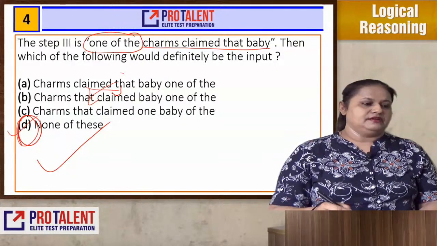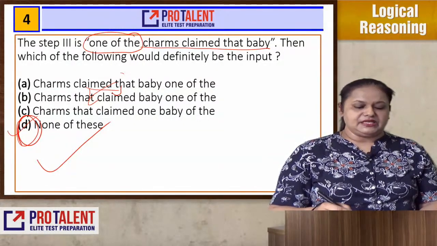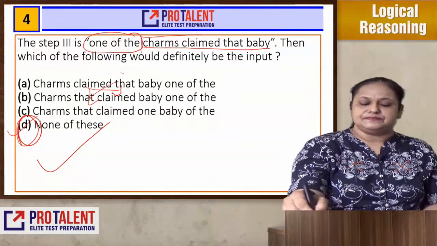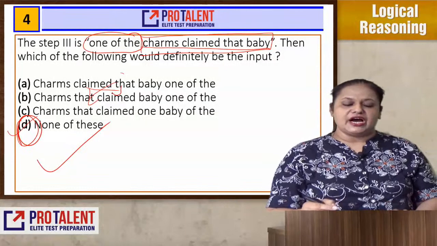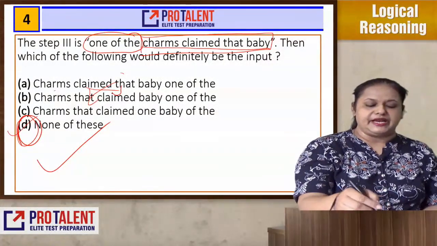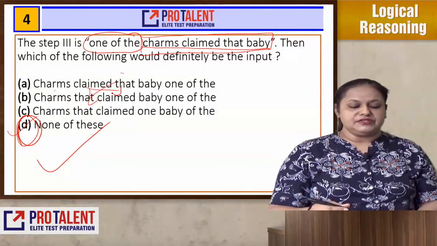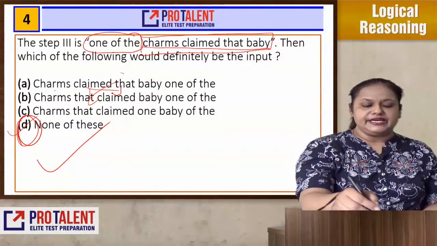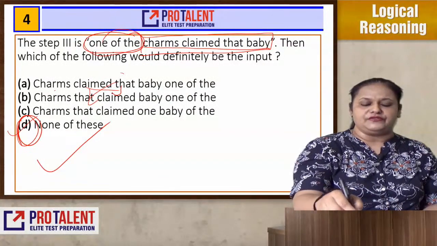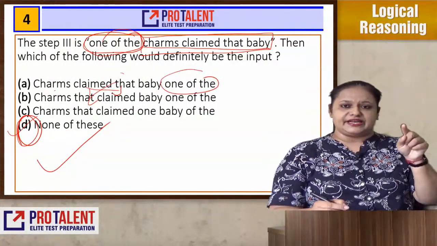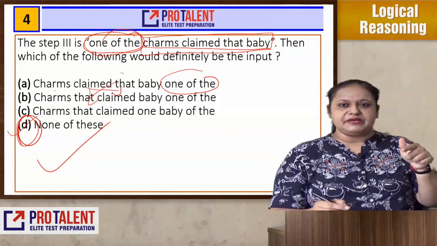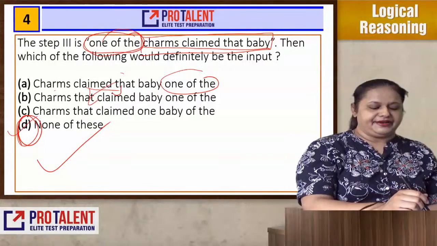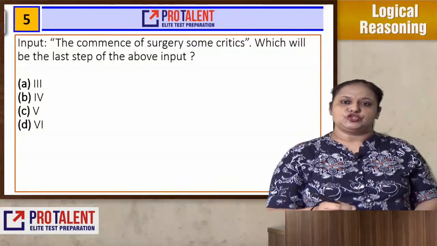Okay, fine. Arhant, A cannot be the answer because here if you see the first set, Charms claimed that baby, one of the. So here it is one of the, here it is as it is, one of the. But we are reversing, right, the of one, so the whole thing goes in reverse. So this cannot be the answer. Option D is the answer. Fine. Let's move on to the next question.